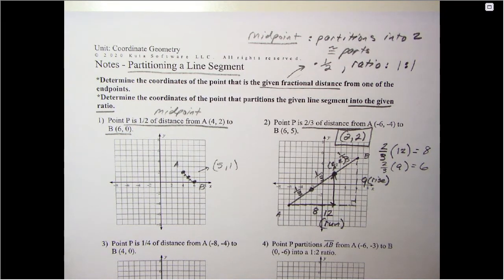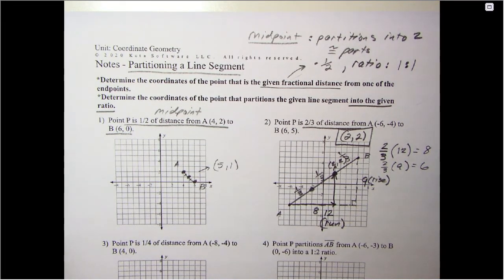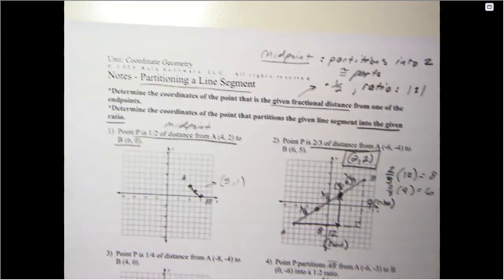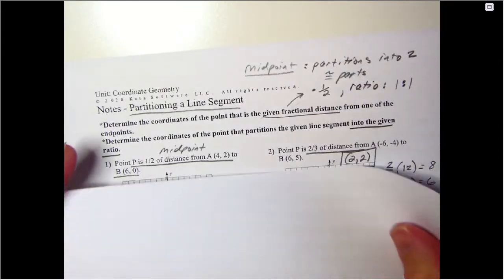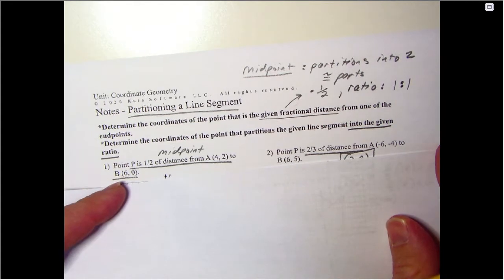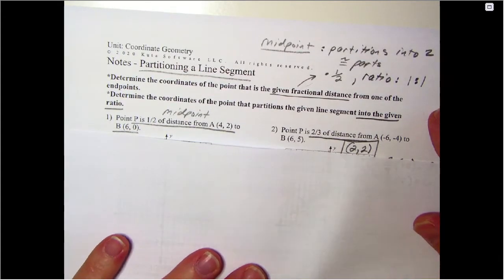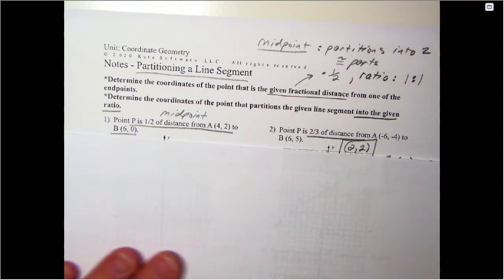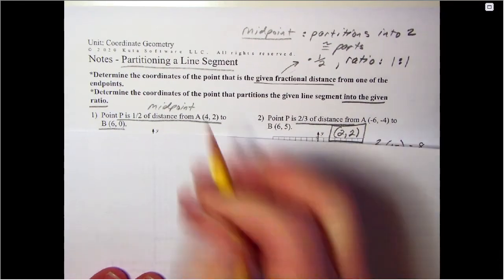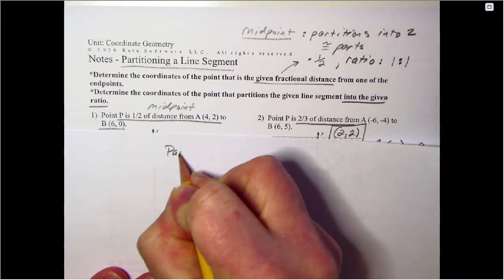Okay. Now let me give you the formula, because you know what I could do? I could take away this graph here, and we could find the location of (2, 2) without the graph. Okay. So I need you to write down this partitioning formula.